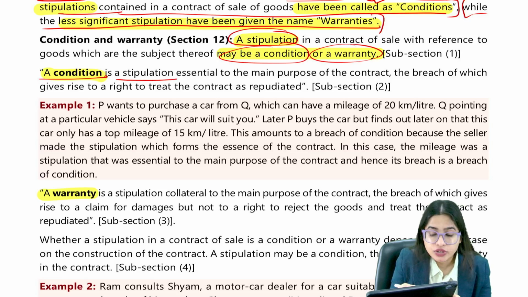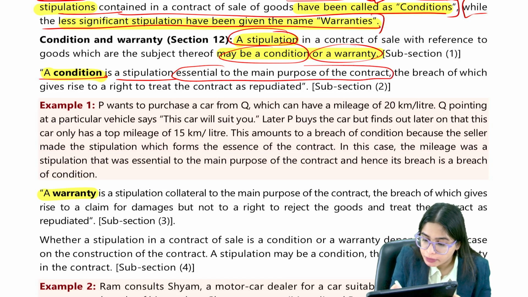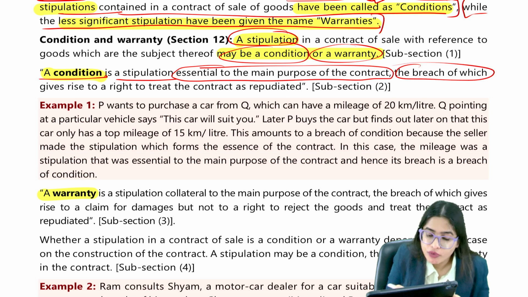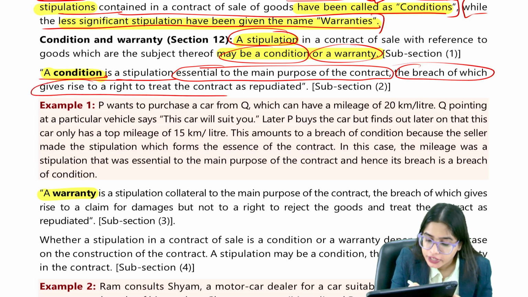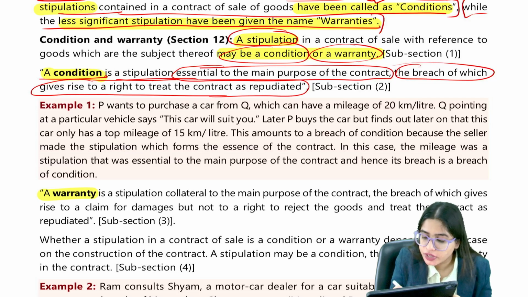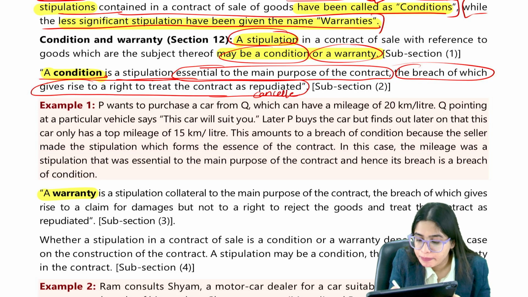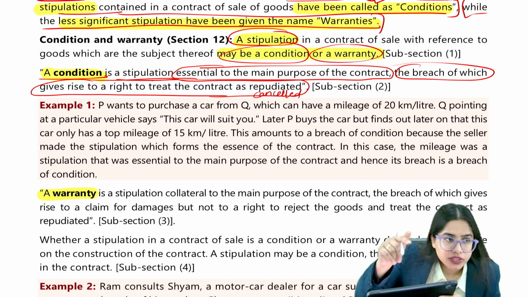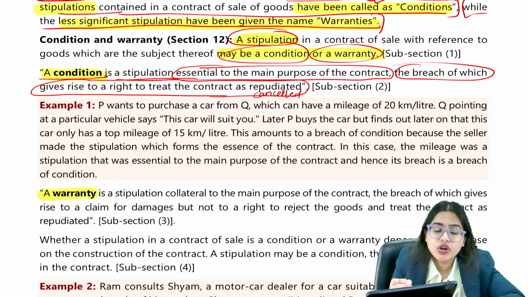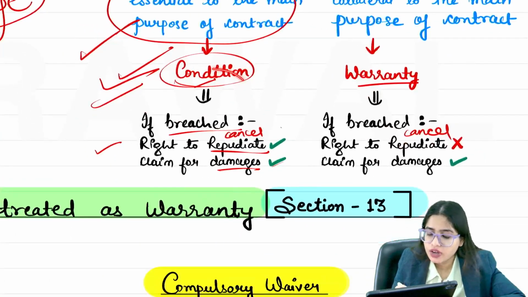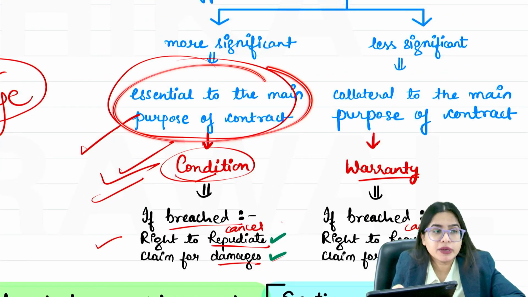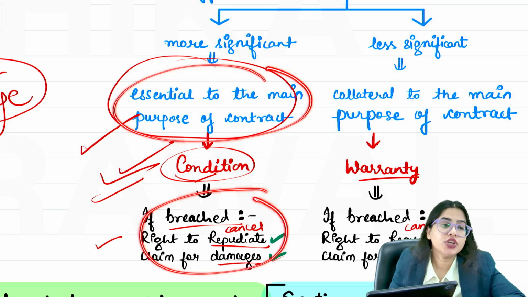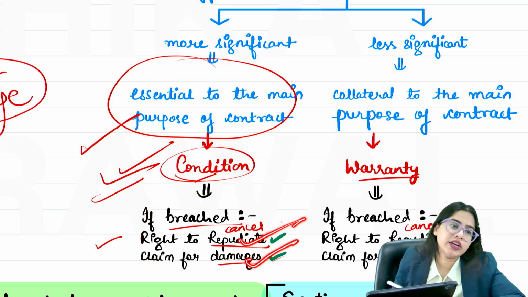Condition is a stipulation which is essential to the main purpose of the contract, the breach of which gives rise to the right to treat the contract as repudiated. Repudiated means cancelled. Are we clear with this? So what do we mean by condition? Condition means it is essential to the main purpose of the contract, and if breached, you get the right to cancel and also the right to damages.